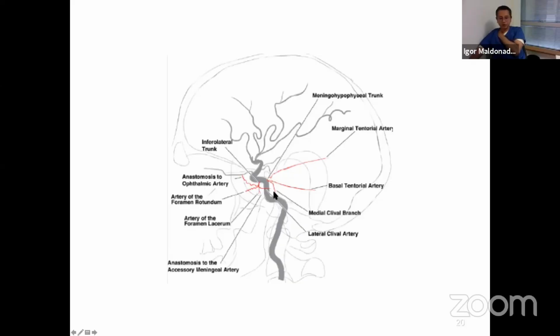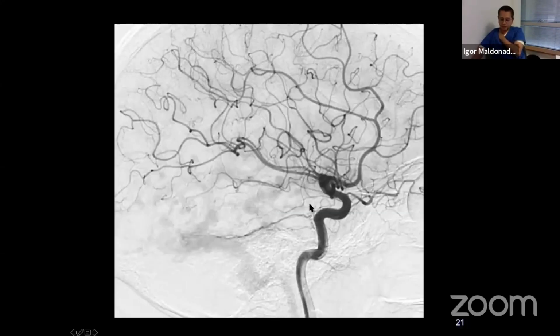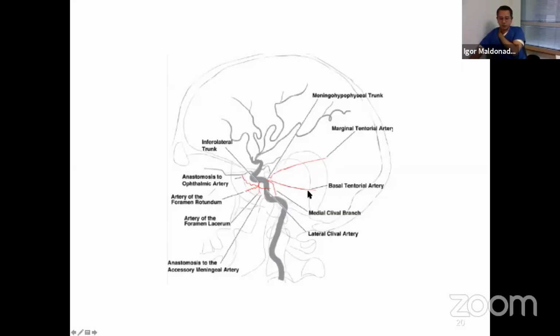You have a small lateral clival artery, but also branches to foramens of the skull base. And often you have anastomosis with the ophthalmic artery. So two branches I would like to detail for the inferolateral trunk, which are quite interesting, are those two here, the basotentorial artery and the marginal tentorial artery.